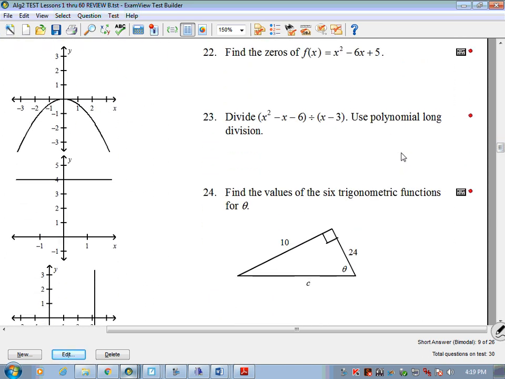Question number 22, find the zeros. So we want to factor this if we can. I'm going to get x and x. We got minus plus, so I have to have minus minus. Looking at things that multiply to be 5 but add up to negative 6, that should be 5 and 1. So my answer should be x equals 5 and 1, because x minus 5 equals 0, you add the 5, and x minus 1 equals 0, add the 1. x equals 5 and 1, or 1 and 5. Question number 23.